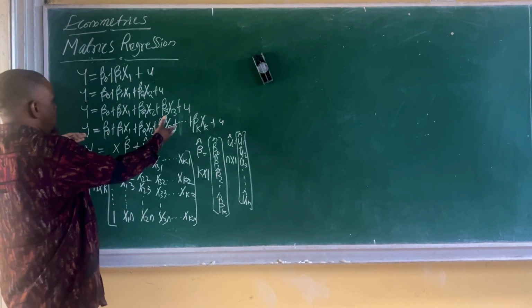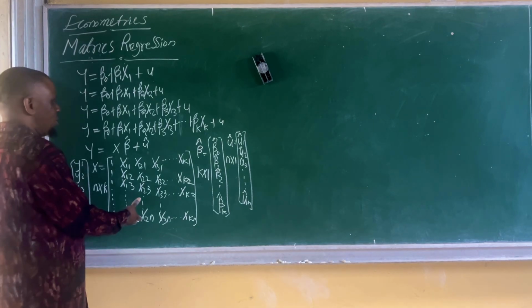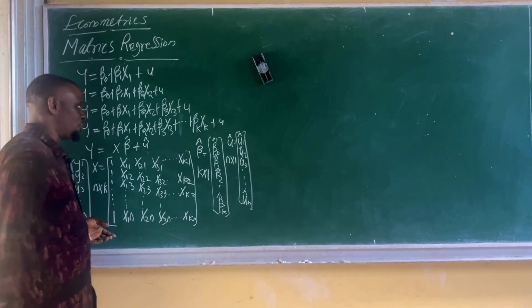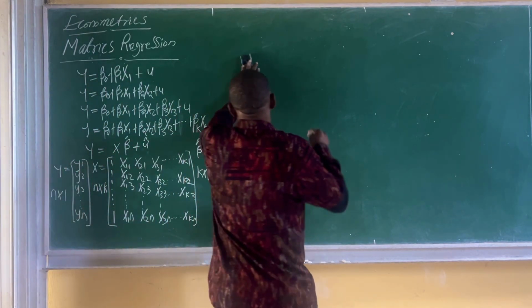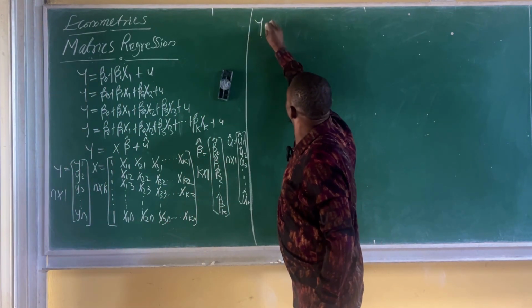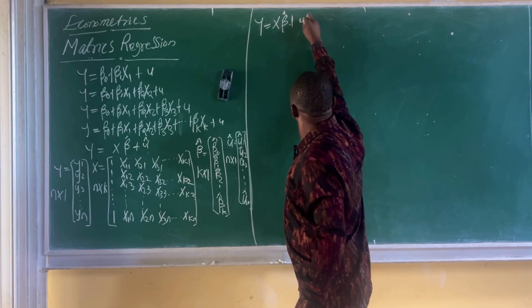So what we have here as a general form of a multiple regression has been presented in matrix form in this nature. But do not forget that our emphasis is that y is equal to x beta hat plus u hat.